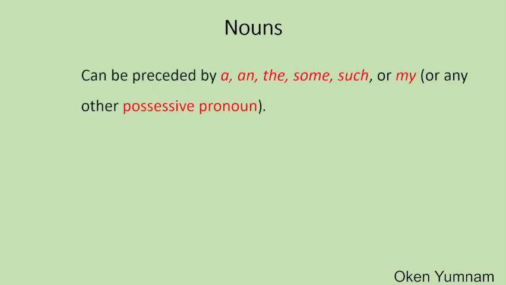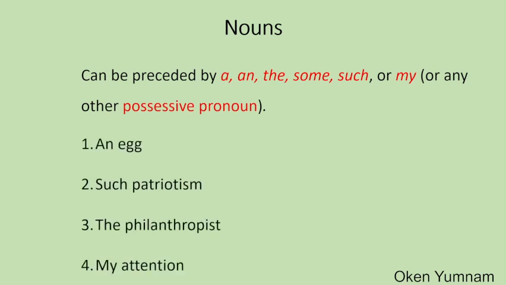And these nouns can be preceded by determiners like a, an, the, some, such, or my. Let's see examples here. You see here in these 4 examples, the first one is egg preceded by an. So any article can precede a noun. Here is another noun, patriotism, next philanthropist, next attention. These are all nouns. They can be preceded by these determiners.